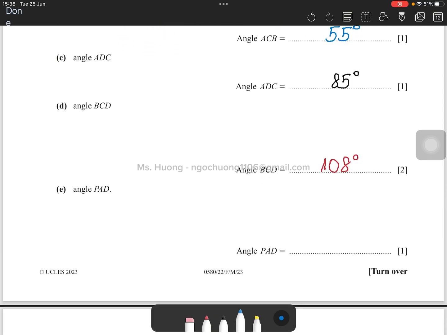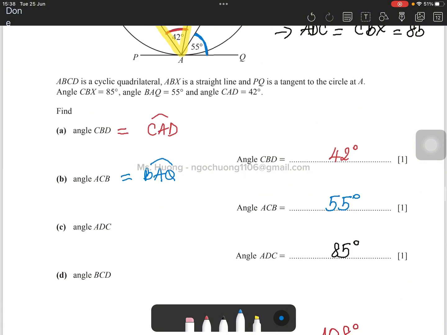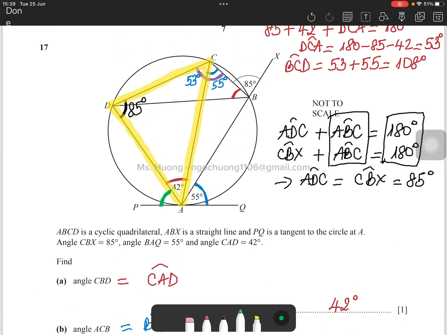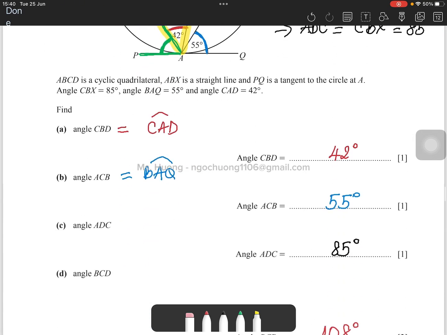Finally, we need to find the value of PAD. PAD is the green angle. PAD is the angle formed by the tangent AP and the chord AD. So it should be equal to the angle subtended by the chord AD, which is DCA. And we already know that DCA is 53 degrees. So we can say that the angle PAD is also 53 degrees.